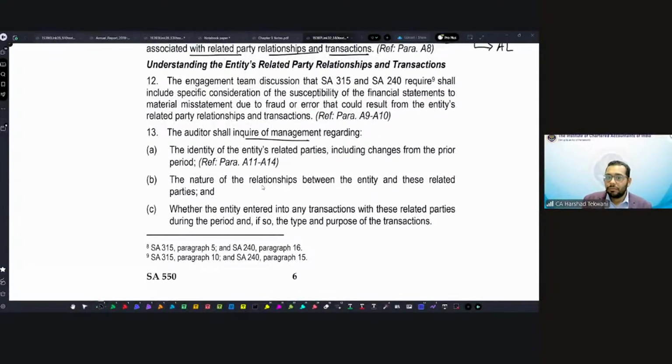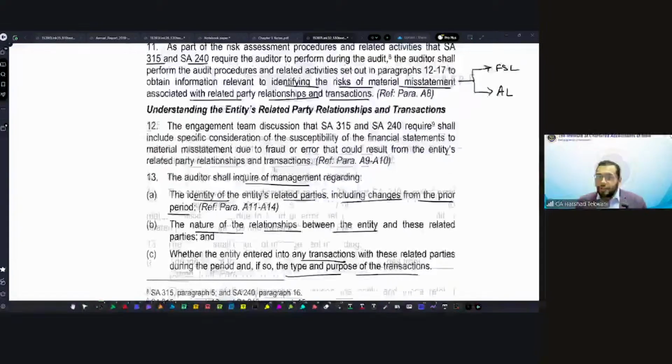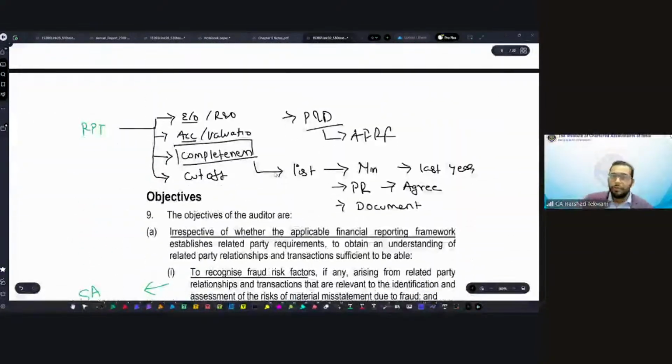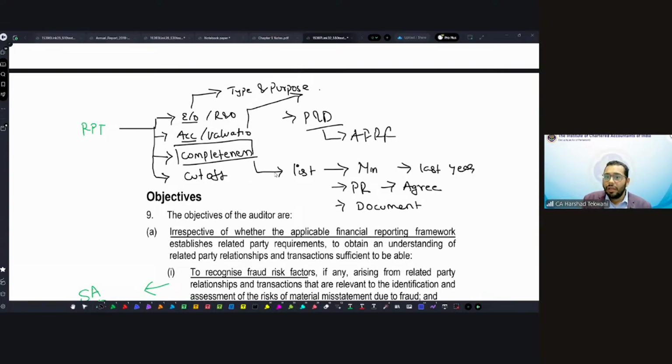You will inquire of management to identify related parties, including changes from the prior period. We discussed, I will compare with the prior period. I will understand the nature of the relationship between the entities. Okay. Then, whether the entity has entered into any related party transaction. If so, then the type and the purpose of the transaction, that I will understand. Because of this, now let's say, for example, we were discussing existence and occurrence. So I will check what is the type of transaction and the purpose. That will give me comfort on existence and occurrence. If I talk about accuracy and valuation, I will check arm's length price.